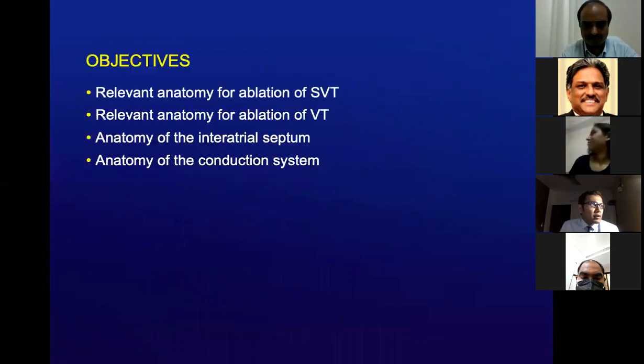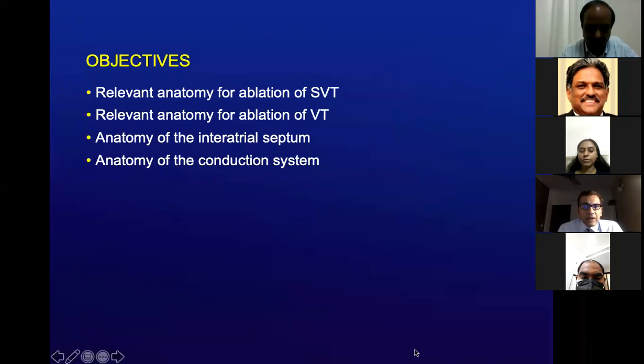So let me begin by figuring out what the objectives are. This is just a loose set of objectives. I've tried to divide all of it on the basis of certain structures and procedures in EP. What is important when you're talking about SVT? What is important when you're talking about VT? What does the interatrial septum look like? What is the anatomy of the conduction system?